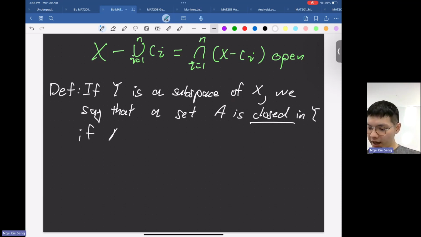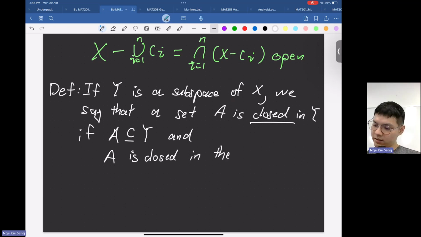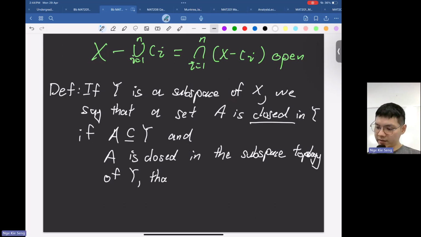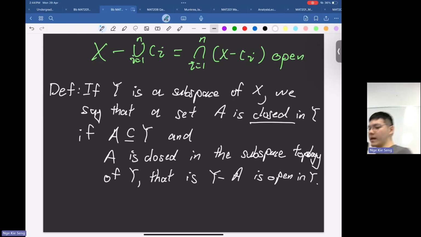We say that a set A is closed in Y if A is a subset of Y, and A is closed in the subspace topology of Y. Meaning, if you take Y minus A, it is open in Y. So if you want to talk about a set that is closed in a subspace, then you need to use the subspace topology, which is the subspace intersected with an open set in the whole space.